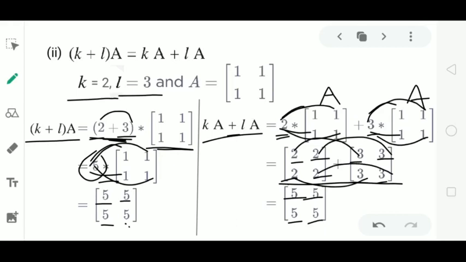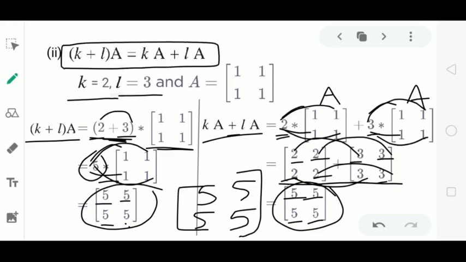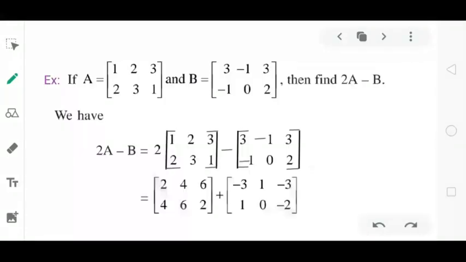Now observe the resultant matrices in both the cases. Here both matrices are the same, containing the same elements 5, 5, 5, 5 and of order 2 by 2. Hence we conclude that (k plus l) into A is equal to kA plus lA. So these are the properties of multiplication of a matrix by a scalar. Another last operation is there, that is multiplication of two matrices.